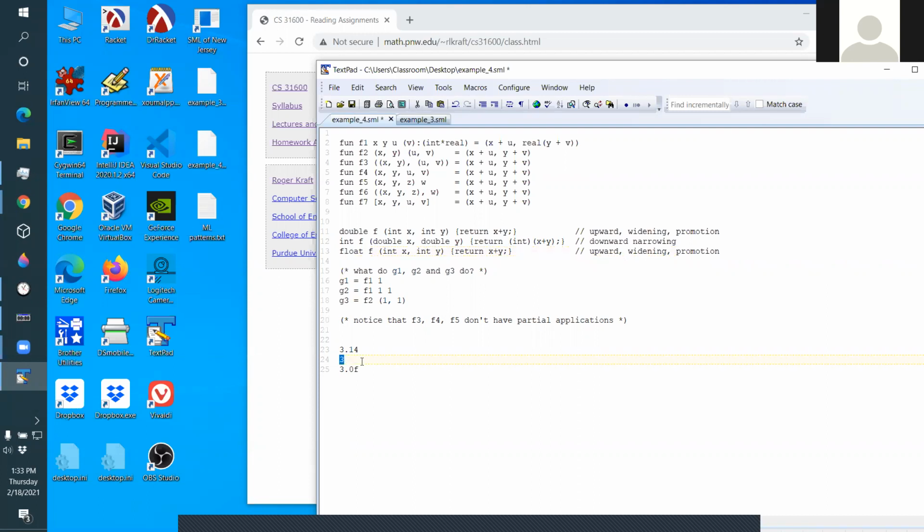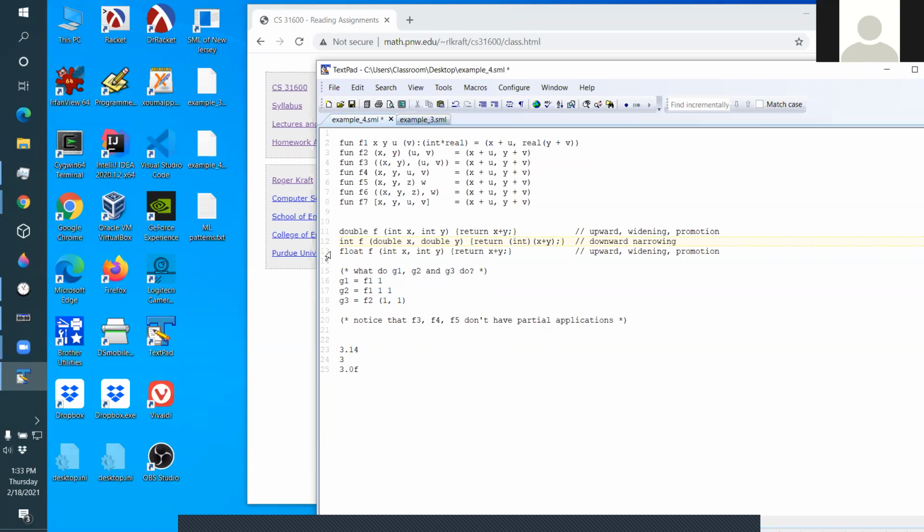But it's free. You go from 3 to 3.0. You're not adding any information. So that one's considered still widening. It's still considered an upward or a promotion. And this one really is widening. You're going from a 32-bit data type to a 64-bit data type. So you're very much widening the data type, but the key is you're not adding any information. This one is downward. This one is throwing away information.